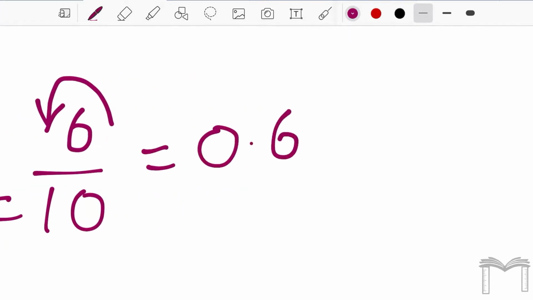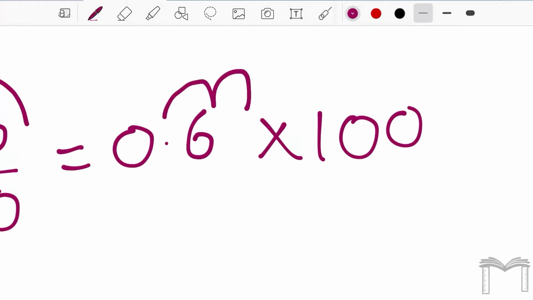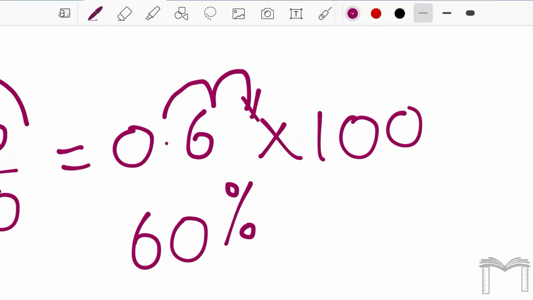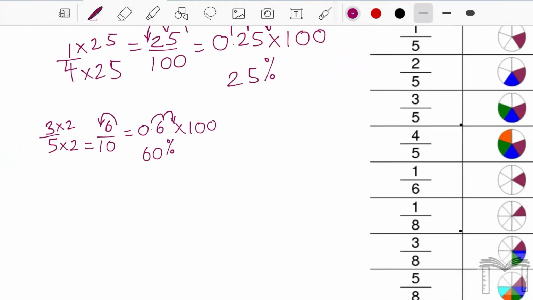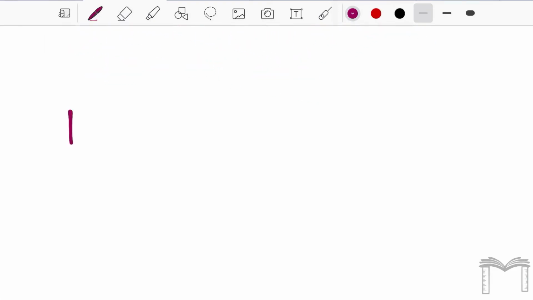And if we want to change this to percentage, we can simply multiply by 100. And if we shift the point 2 places to the right, we will get 60%. What about 1/8? 1/8 cannot be easily changed to tens or hundreds. We can't multiply 8 by a whole number to get 10 or 100.